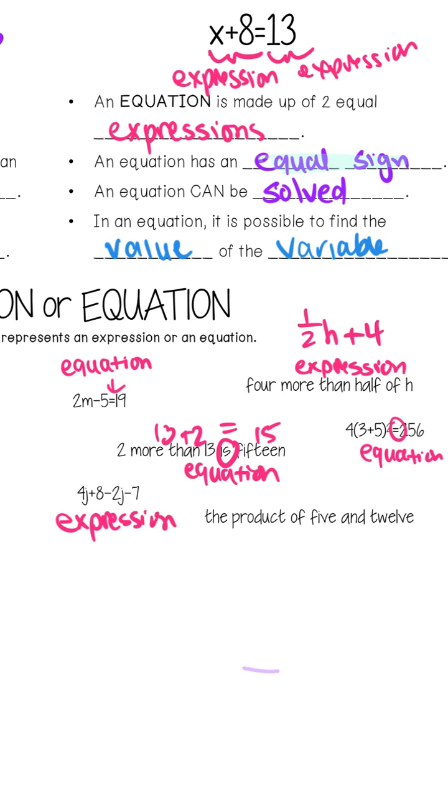Okay, and this next one everyone always struggles with. The product of 5 and 12. Product does mean answer to a multiplication problem, but that's telling us, hey, multiply it. So the product of 5 and 12 means multiply. So that would be 5 times 12. There's no equal sign. It doesn't tell us what it equals. I know we can figure it out, but it doesn't tell us what it equals. That is an expression. It's just a numerical expression.